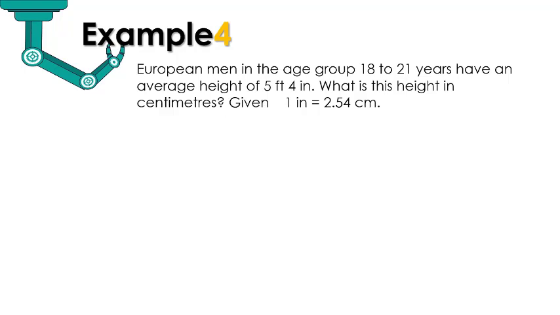Example 4. European men in the age group 18 to 21 years have an average height of 5 feet 4 inches. What is the height in centimeters? Given 1 inch is equal to 2.54 cm.